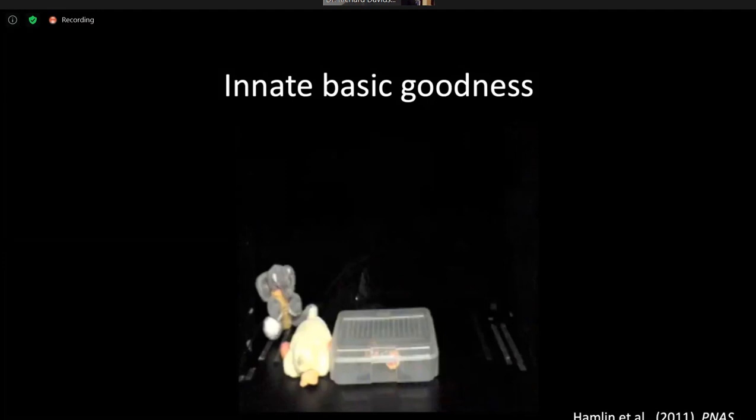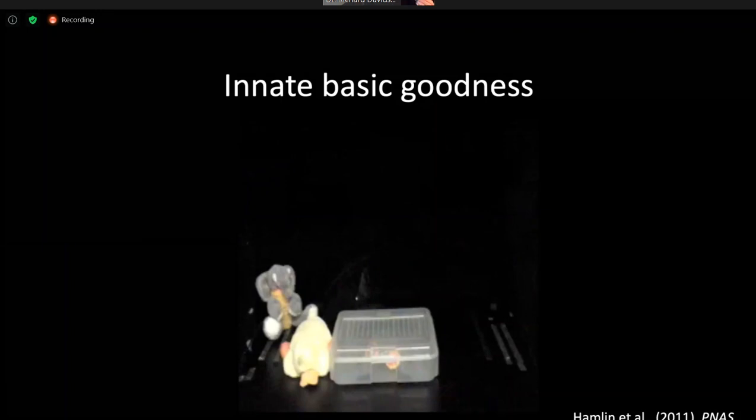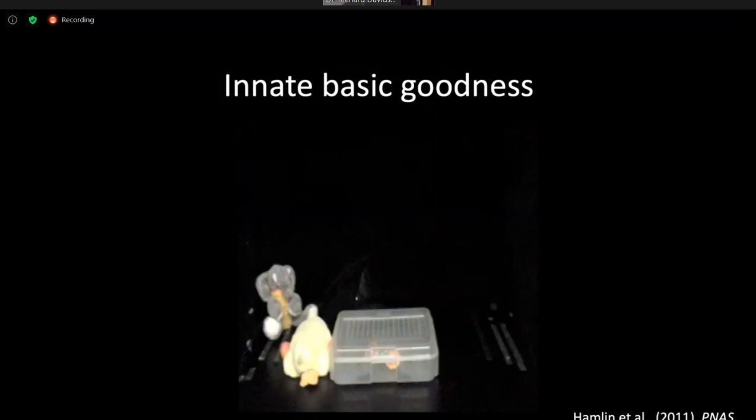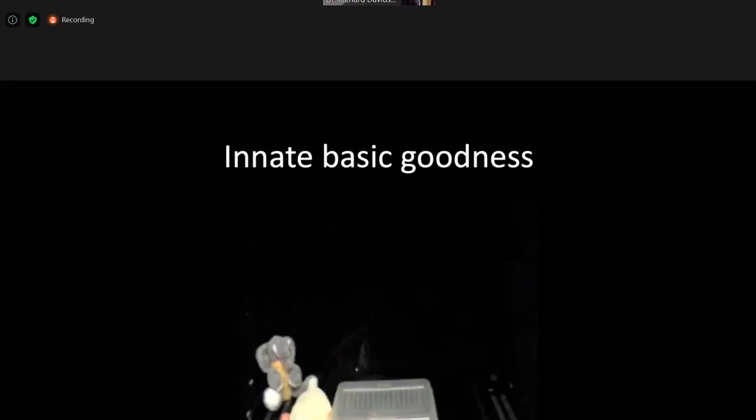It didn't matter. The infants reached not on the basis of color, but on the basis of their behavior. And they reach for the cooperative, the pro-social puppet, much more. More than 90% of infants reach for the pro-social one. So these are the kind of data which lead us to propose that there is this kind of innate basic goodness.